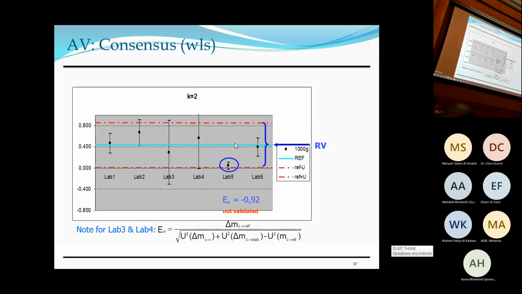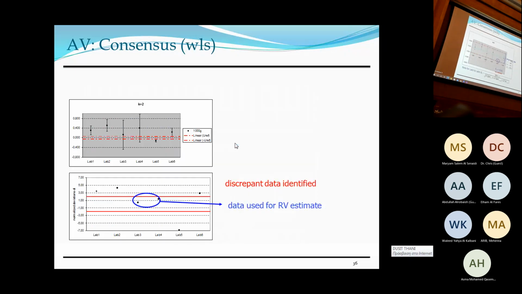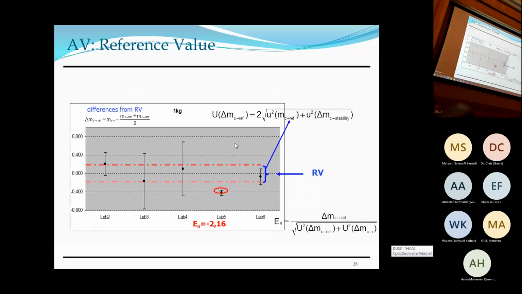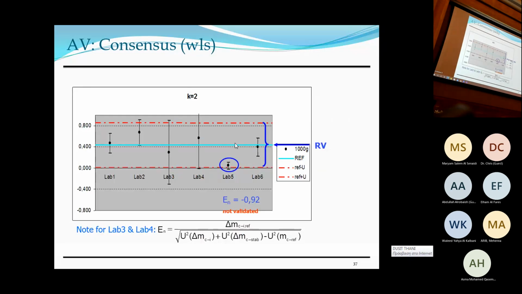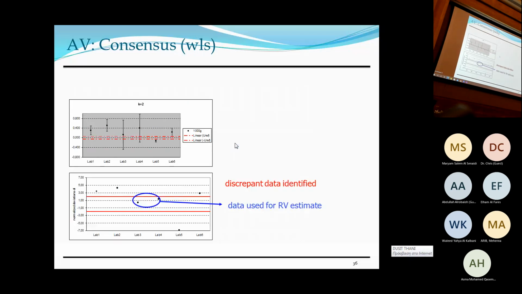So first of all, the reference value here has shifted by about 0.4 units as compared to this one here. This one was at 0, and now it's shifted to a little bit over 0.4. Why do you think that happened?